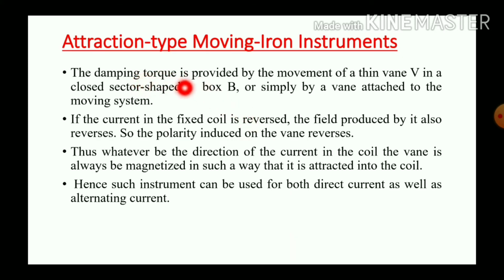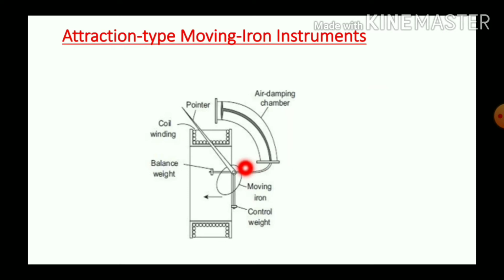The damping torque is provided by the movement of a thin vane V in a closed sector shaped box B, or simply by a vane attached to the moving system. See, here we have an air damping chamber, and inside we have an aluminum piston. By moving the piston inside and outside, there is a pressure difference in the air in the chamber, and this pressure opposes the deflection of the pointer.